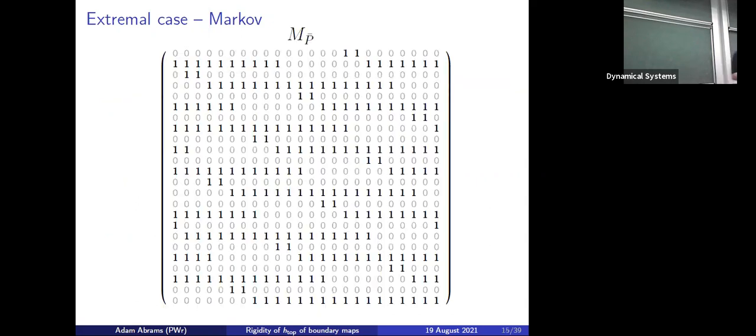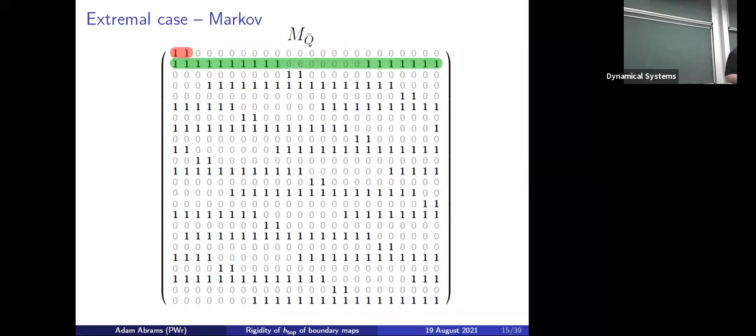And the transition matrix looks like this for the original Bowen-Series boundary map. Just a couple of things to notice here. There's a very clear difference between the even rows and the odd rows. The odd rows have just 2 ones, and the even rows have, I think, 17 ones, if I remember correctly, out of 24.